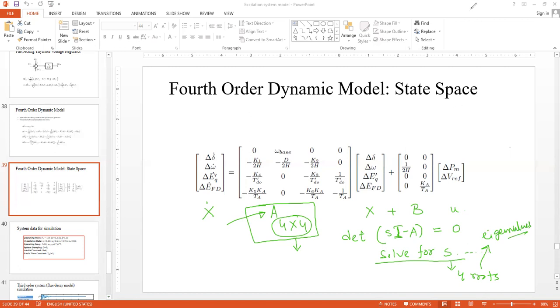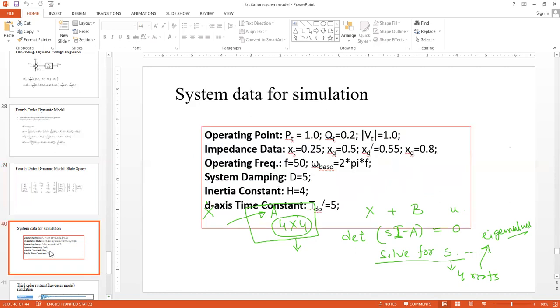So now the location of these eigenvalues, or the location of these roots on the S plane, would give us the idea about the stability of the system. So now let's continue with the example that we did in the last class. Basically, these are the same set of data that are used for the simulation of the third order system. So there's nothing new. I've just listed them again.